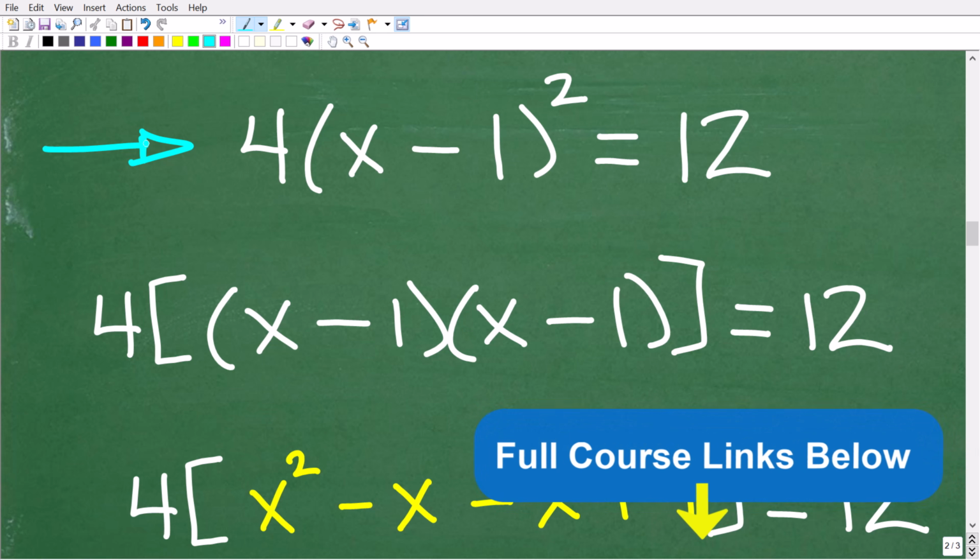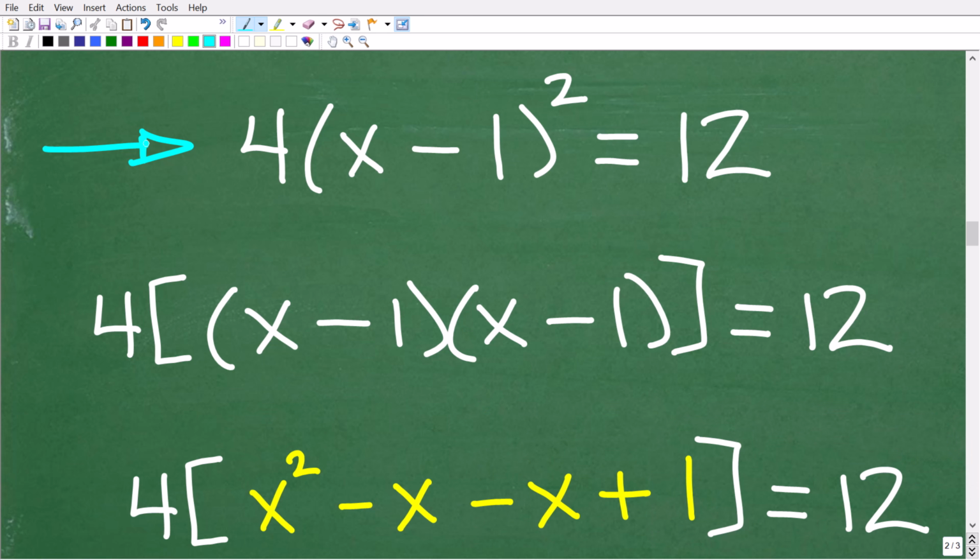Alright, so let's take a look at this long, arduous way to solve this equation. Now, it's going to give us the same answer, but of course, if you're taking a test, you're going to be spending a lot more time on this, and the more time and work you do, the higher chances of you getting something wrong.